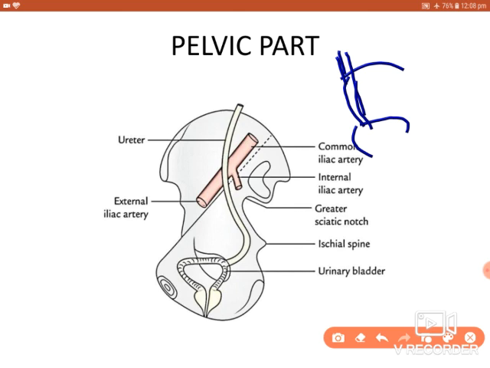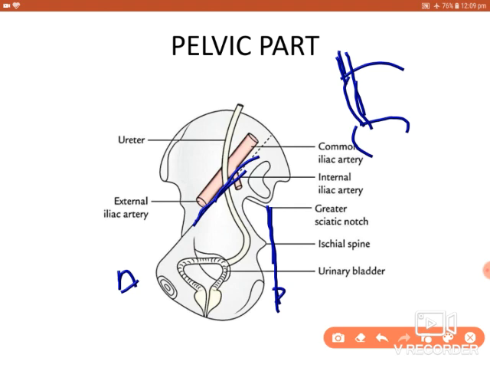Then see here, this is the hip bone. This is the anterior aspect and this is the posterior aspect, so this is the left side hip bone. Here this is the arcuate line that forms the pelvic brim. Then the ureter enters this region, the lesser pelvis, and goes downwards.